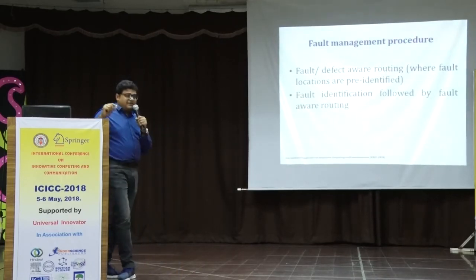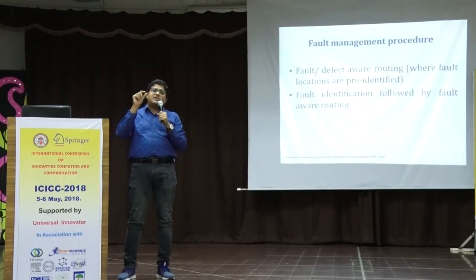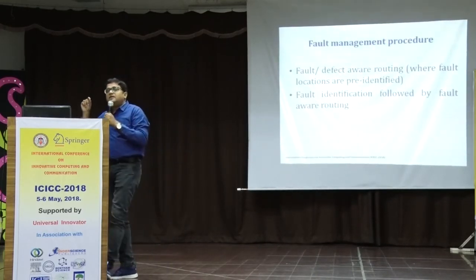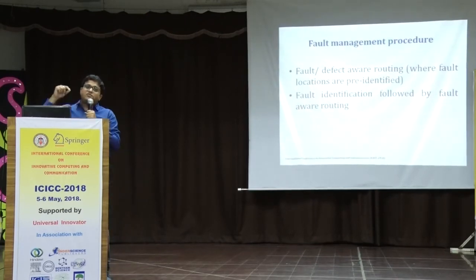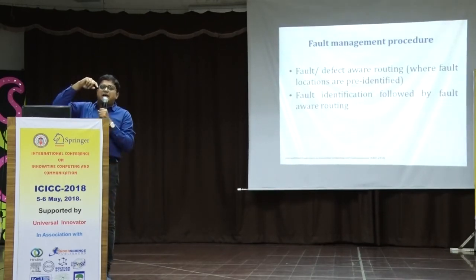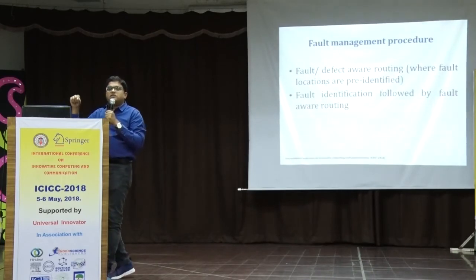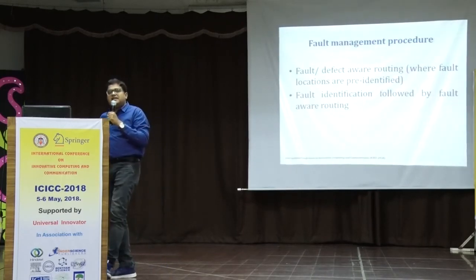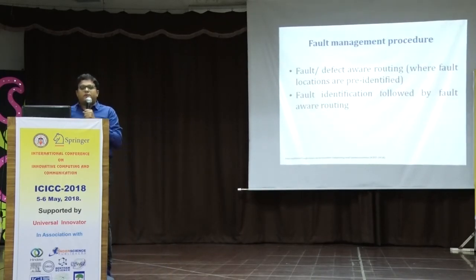The first is, the fault locations are already identified. You know which electrodes are faulty. So you can design a routing map just by bypassing those electrodes. You can simply avoid those electrodes, use the active electrodes, and easily derive a proper routing solution.